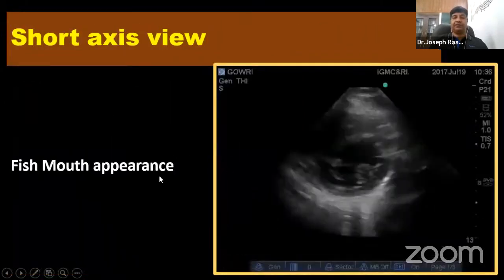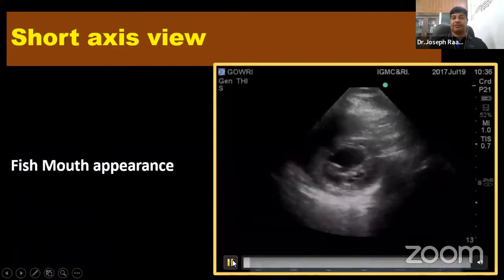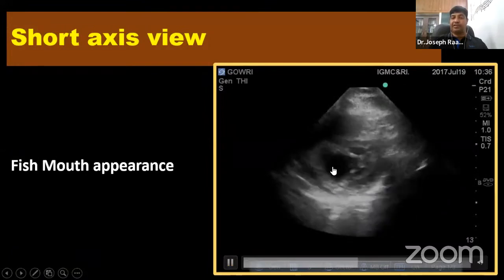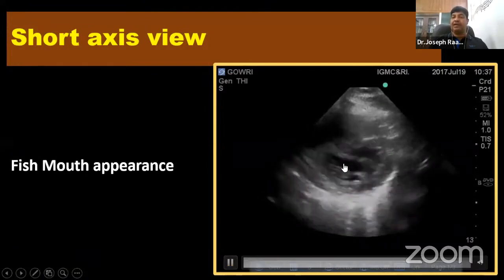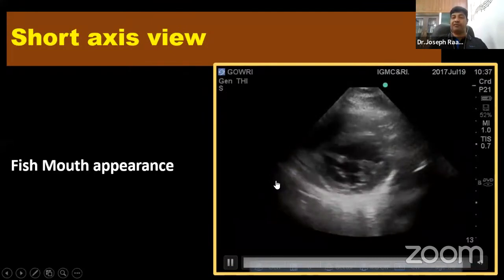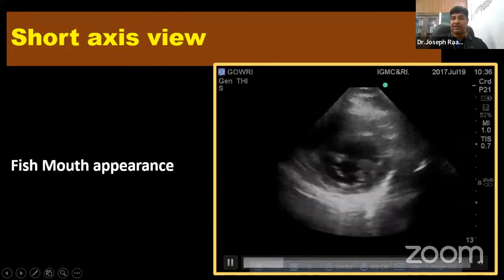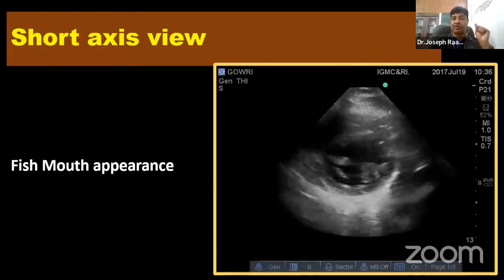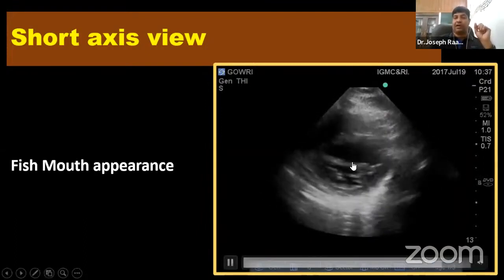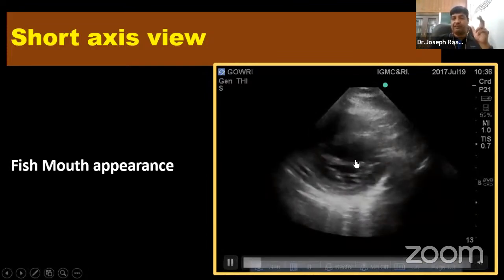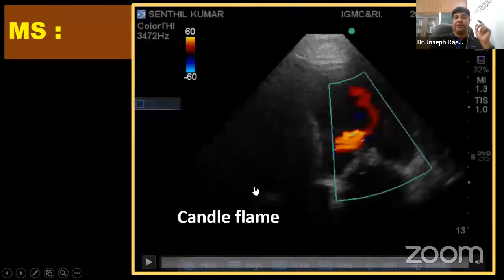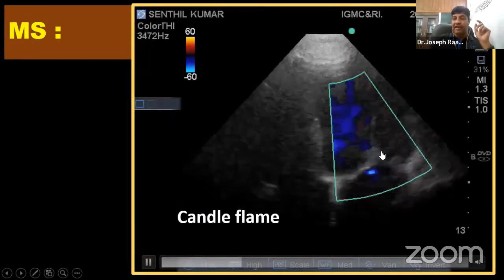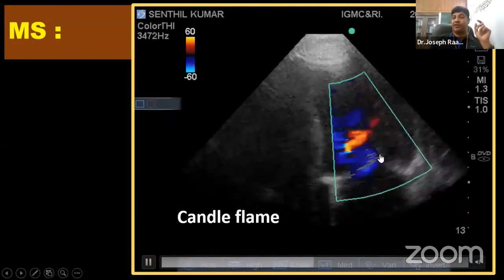We'll go to the next view. This is your short axis view. You can see the mitral valve opening, and it is not opening completely like a normal opening. Once you see this type of opening, then you know that it is not normal. Because of the fused commissure, the mitral valve is not able to open. This is what is called the fish mouth appearance. You would have read it in the textbooks. Then because of the fused valve leaflets, turbulent flow is developed here.